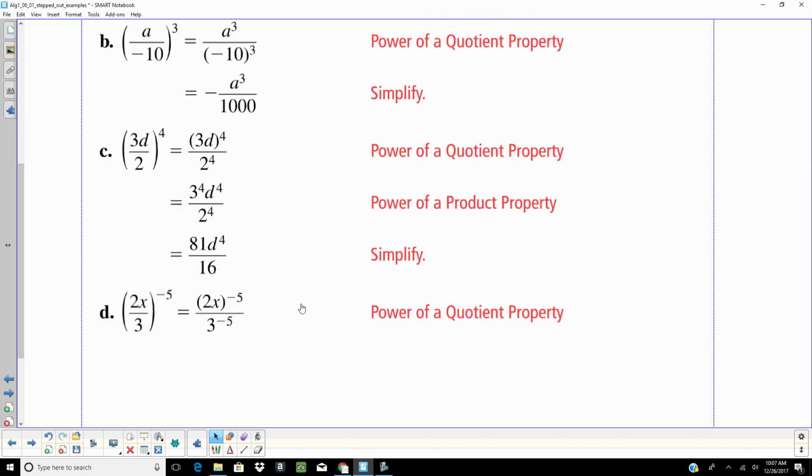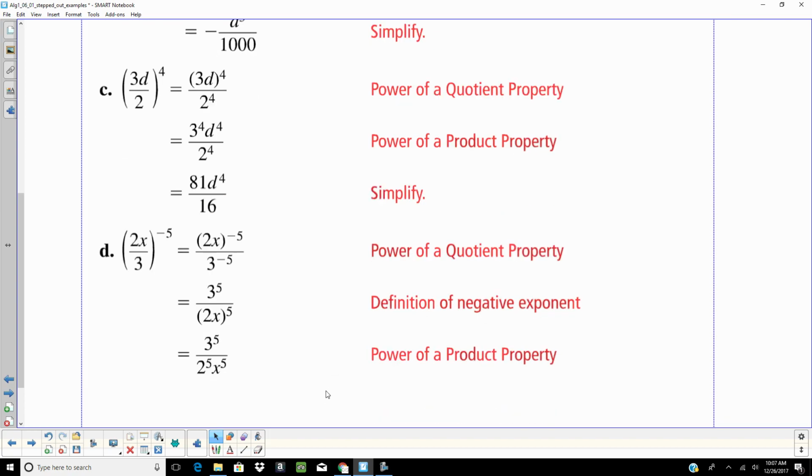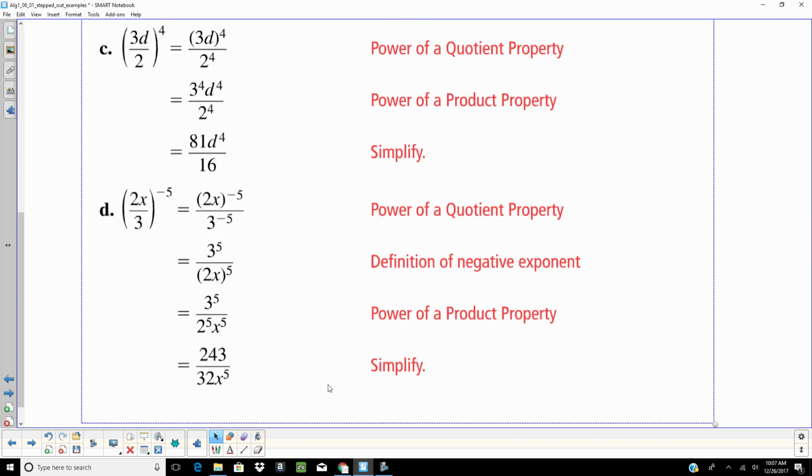And on D, we have a negative exponent. That -5 is going to be applied to the 2, the x, and the 3. Looks like they dealt with the negative exponent first, which is 100% fine. So you're going to have 3 to the 5th over 2 to the 5th, x to the 5th. Simplify that out to 243 over 32, x to the 5th.